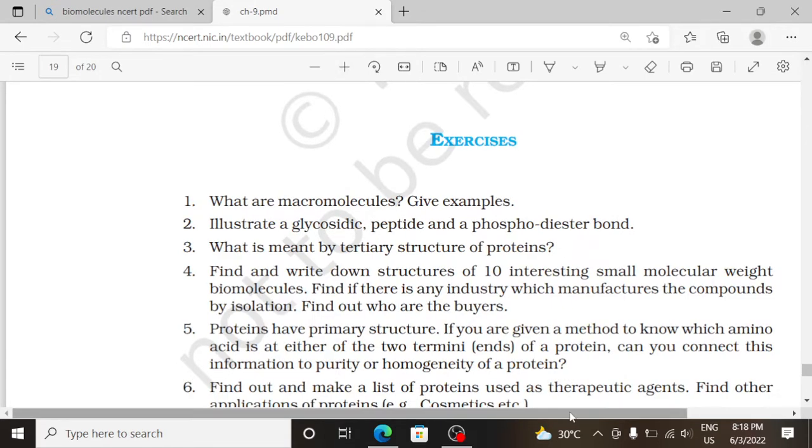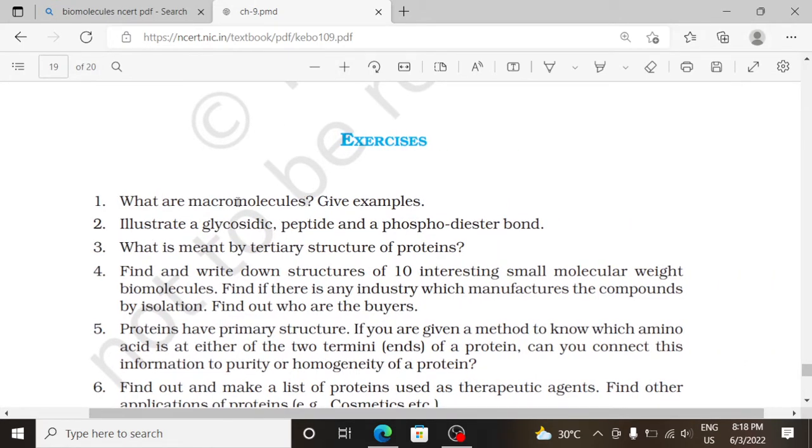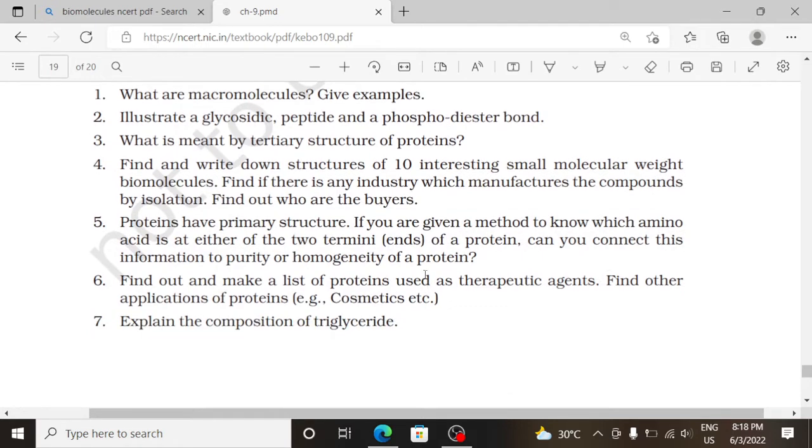We will complete the exercise. What are macromolecules? Give examples. Second, illustrate a glycosidic, peptide and phosphodiester bond. Third, what is meant by tertiary structure of proteins? 4, find and write down structures of 10 interesting small molecular weight biomolecules. Find if there is any industry which manufactures the compounds by isolation. Find out who are the buyers.